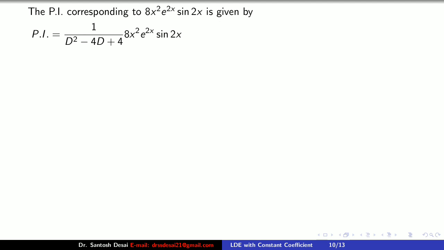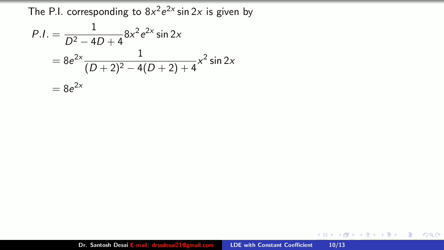Now here three functions are multiplied, that is x square, e raised to 2x and sin 2x are multiplied together, and one of them is an exponential function, so therefore one can use the rule e raised to ax into v. So first we shift e raised to 2x to the left of 1 upon D square minus 4D plus 4 and replace D by D plus 2 everywhere in the denominator. So therefore we get 8 e raised to 2x into 1 upon (D plus 2) square minus 4 into (D plus 2) plus 4 into x square sin 2x.